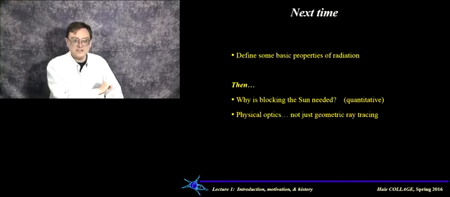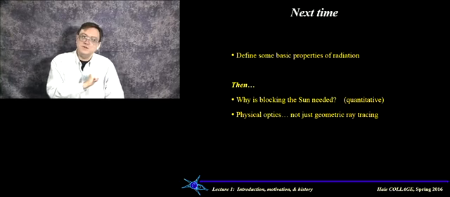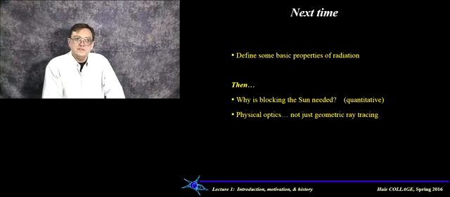And that essentially brings us to the end of our first lecture. So next time, I'll be taking a little detour into defining some of the properties of the radiation field, and then we'll talk more about coronagraphs. Why do we need to block out the disk of the sun, and what kind of things do we need to do to really get rid of that light so we can see the much fainter radiation from the corona? Okay, that's it.